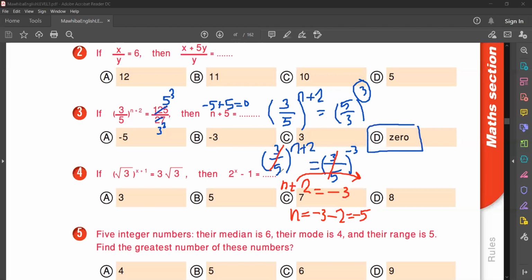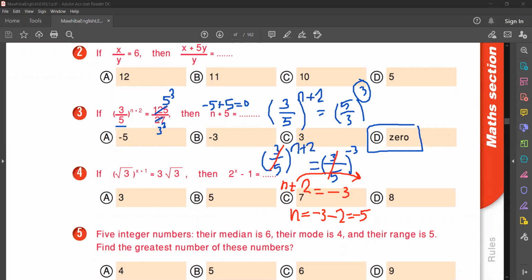Right? My student, is it clear? Do you understand? If you want me to repeat and explain it, no problem. The main idea in these problems is that you must put the same bases. So you analyze this number, put it in power, then you write the answer.